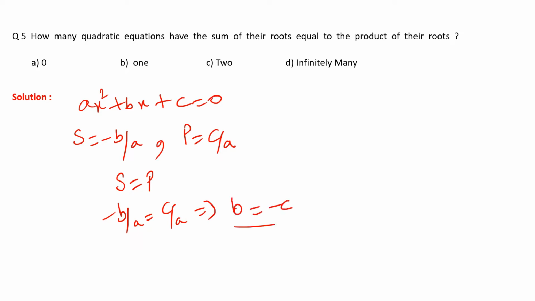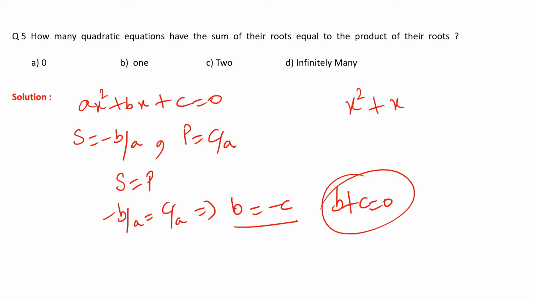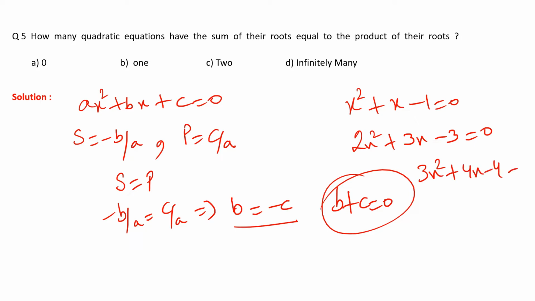minus c. Fine. Now obviously there can be many possible quadratic equations where b plus c will be equal to 0 or b will be equal to minus c. Like one such equation can be x square plus x minus 1 equal to 0. Another equation can be 2x square plus 3x minus 3 is equal to 0. Similarly, we can have 3x square plus 4x minus 4 is equal to 0. So you can form infinitely many such equations. Fine. So hence D option is correct.